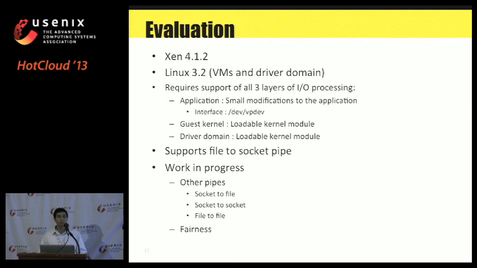Our current prototype only supports file-to-socket operations, that is, sending a file on the disk to another client connected to you. But we are making very good progress on implementing the other three types as well. We are also examining how we manage fairness in the driver domain, because now every VM tries to offload its operations to the driver domain. We have to do some prioritization based on the VM's priority and manage a proper proportional fair share at the driver domain.